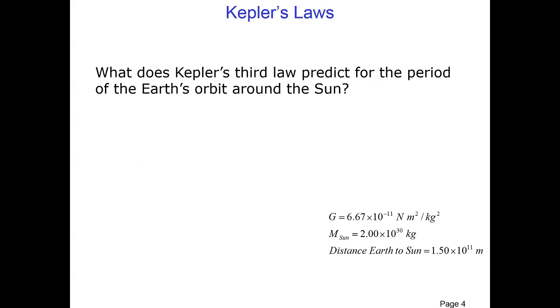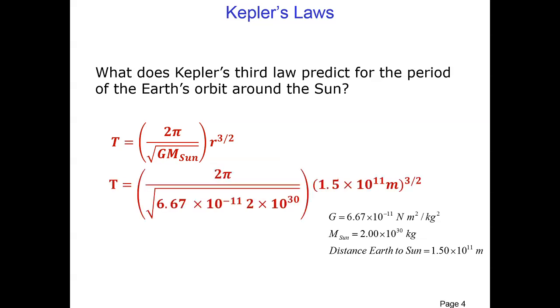Well, we'll start with our formula. The period is equal to 2 pi divided by the square root of G times the mass of the Sun. So we multiply 2 pi divided by the square root of 6.67 times 10 to the minus 11 times the mass of the Sun, 2 times 10 to the 30th. Then we multiply that by the radius of the Earth's orbit to the 1.5th power, which is 1.5 times 10 to the 11th meters. Okay, so that gives us a period of 3.16 times 10 to the 7th seconds.